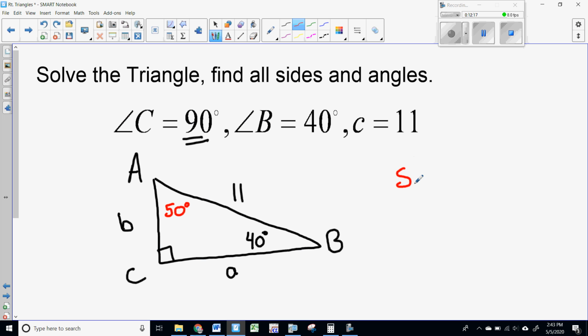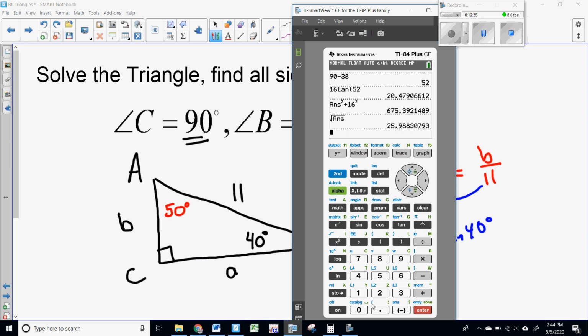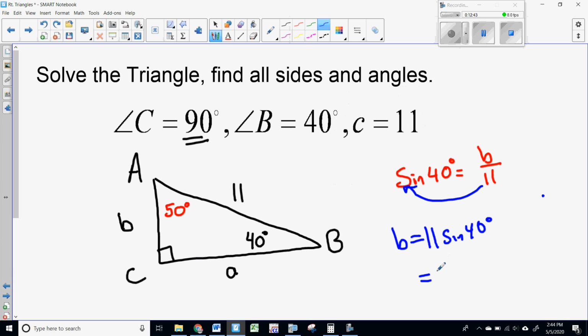I'm going to say the sine of 40 is B over 11. It's on the bottom, so I just multiply, so I get B is 11 sine 40. Go back to my calculator. 11 sine 40. 7.701 is my B. So I can write that over here. There's my side B. There's my angle.